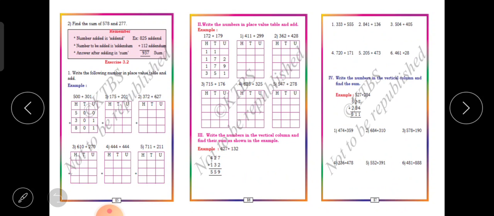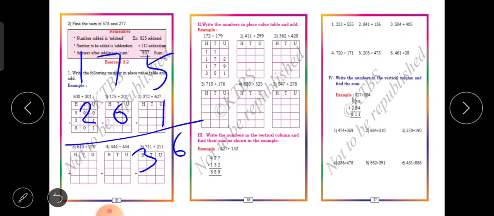See here, we have given 3 boxes. In the last column you have to write the answer. So first, 175. Here in this box, what are you going to write? 175 plus 201. What is the answer? 376. So you are going to write the answers. Find out the answers and write. Very, very simple. You are going to finish it.